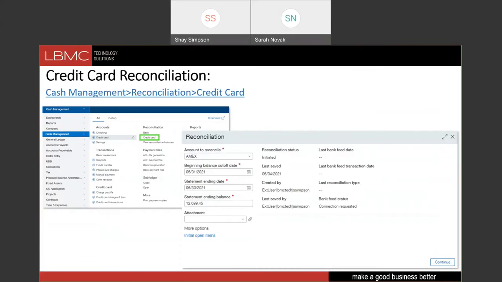Once you go into the reconciliation, you're going to select your account. So this is going to look very, very similar to the way that you reconcile for your checking account. You're going to put in that beginning cutoff date, the statement ending date, as well as the statement ending balance.